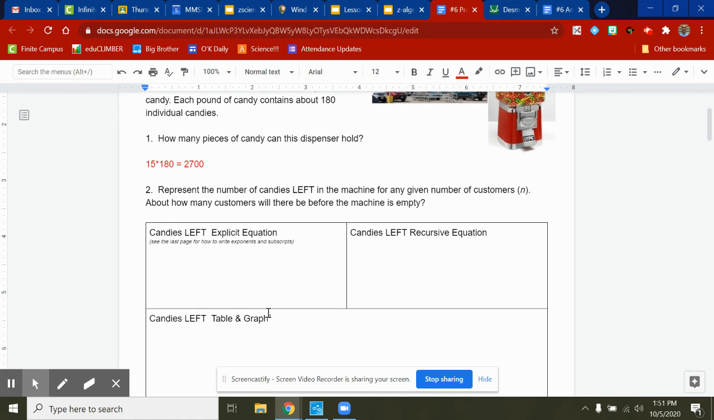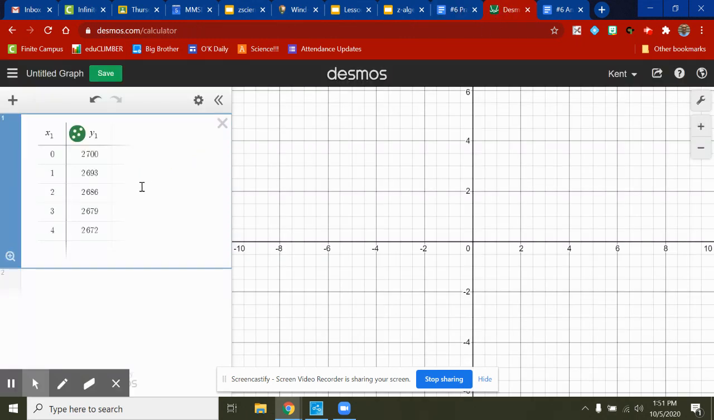Now, when I'm doing an explicit and recursive equation, I like to make a graph first. So I'm going to pop over here to Desmos. At zero quarters, I have 2,700. At the first quarter, 2,693, subtracting 7 to get the next day. If I want the 5th quarter in, I would be at 2,672 minus 7 is 2,665.